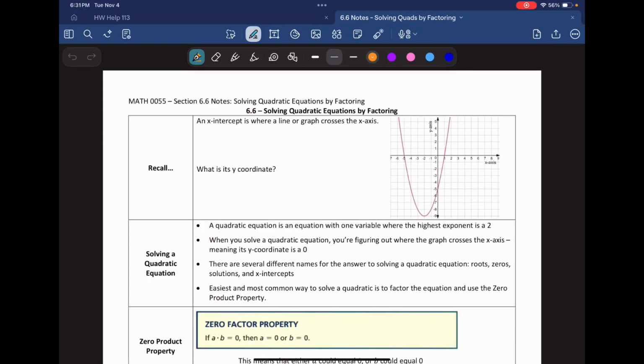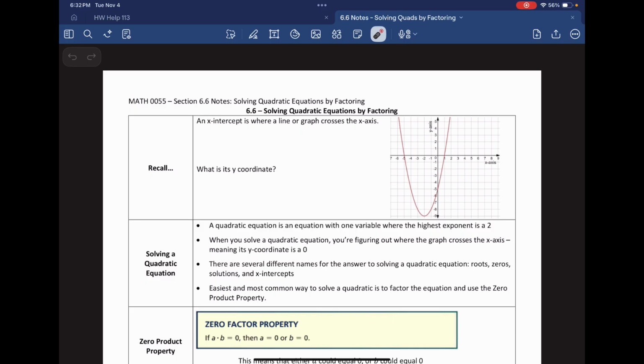Okay, so in 6.6, we have just spent all this time factoring. 6.1 to 6.5 is factoring. So we are going to use this factoring skill to actually solve a quadratic equation. When you solve any equation, you're actually figuring out where it crosses the x-axis. A quadratic function is a function whose highest exponent is a 2.